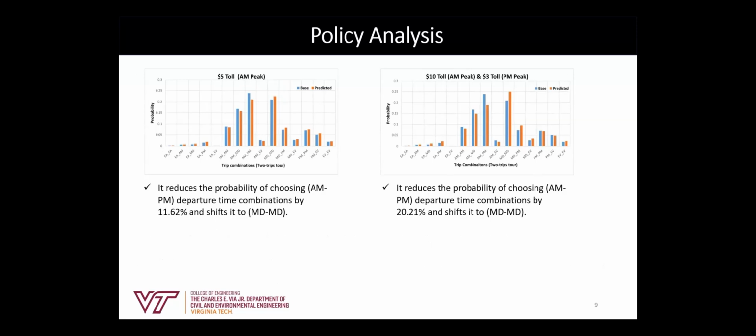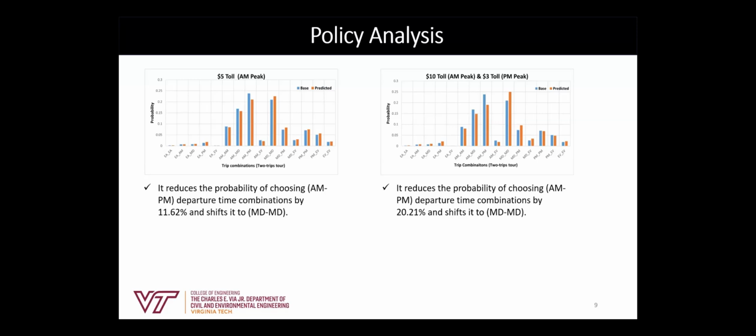After estimating the two trip tour and three trip tour model, we used those models to assess the influence of some policy scenarios on traveler departure time choices, like the influence of different policy analysis on the departure time choice shifts. We tested several policy analyses, and I'm showing these two as an example.